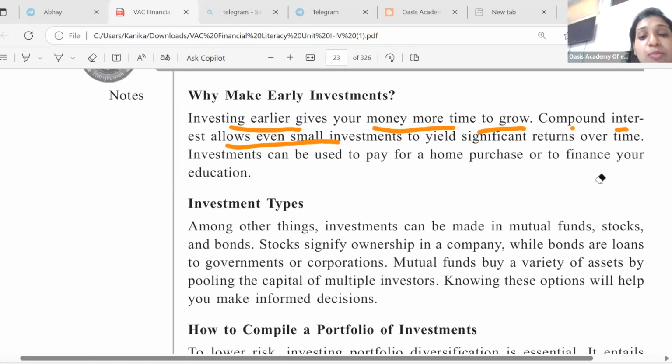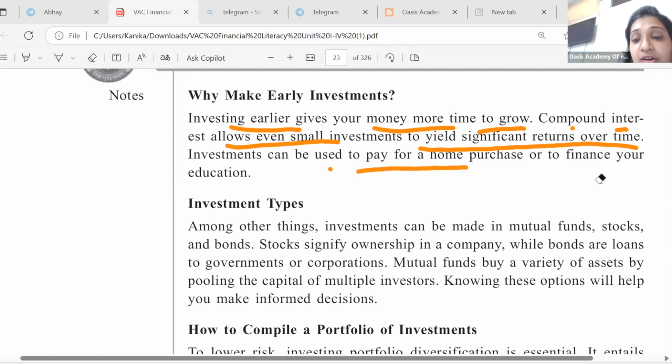Compounding interest allows even small investments to yield significant returns over time. When you start investing in savings or mutual funds, they need time to grow. As time goes, your interest compounds: interest on interest is being earned. So even small investments give you a higher, significant return.